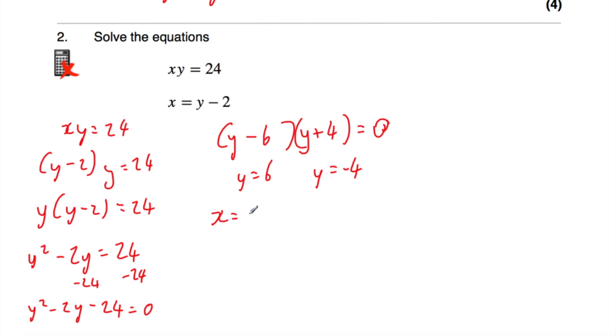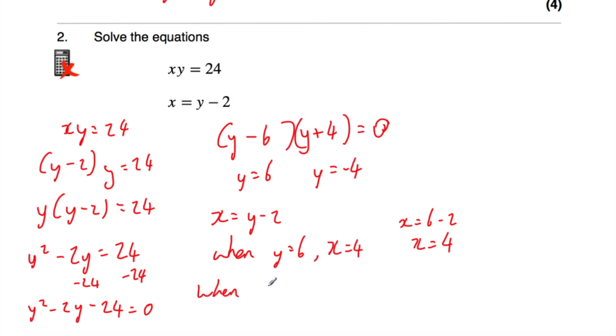So x is equal to y minus 2. So we're going to substitute these into that equation. So when y is equal to 6, we're going to have x is equal to, instead of y minus 2, it's going to be 6 minus 2, and that means that x is equal to 4. So whenever y is equal to 6, x is equal to 4.